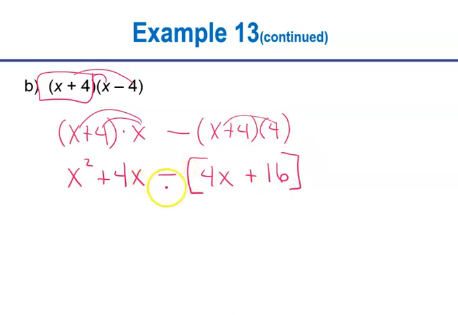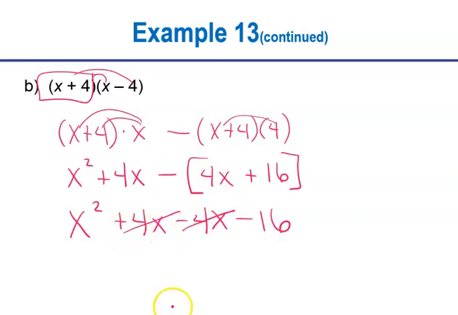Now we need to run this negative through. It's like a distributive property. It gives me x squared plus 4x. I'm going to be minusing 4x, but I'm also going to be minusing 16. Now the 4x and the negative 4x cancel, and I'm left with x squared minus 16.